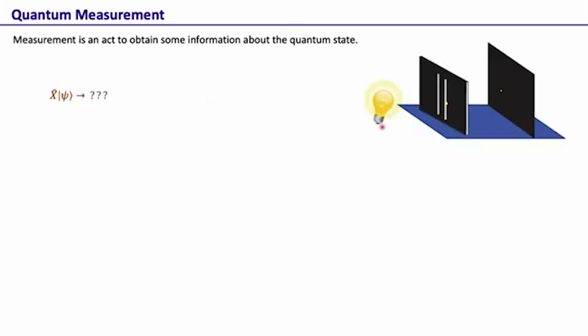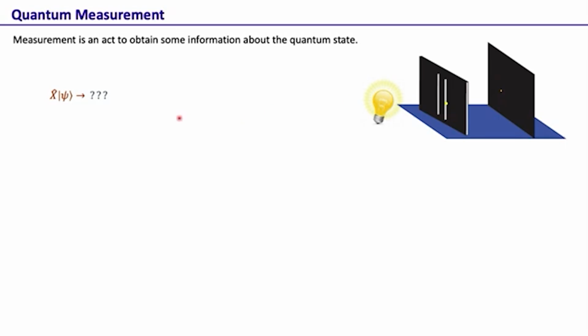For example, here we have a field, like a quantum state, going through this double slit. So there is a quantum state of the photon or particles right here, and then we want to know where this photon will land on the screen.